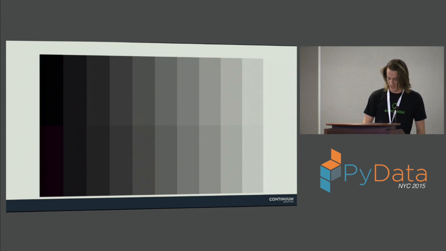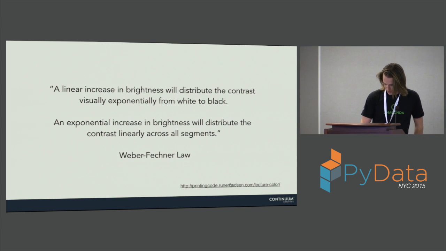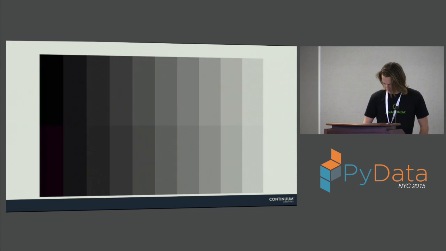If you actually look at this, on the top we have a linear scale, and on the bottom we have an exponential scale, and so you can see the difference. Maybe not on this monitor. Anyway, that is from this phenomenal website right here. It's a great lecture on color, if anyone's interested.